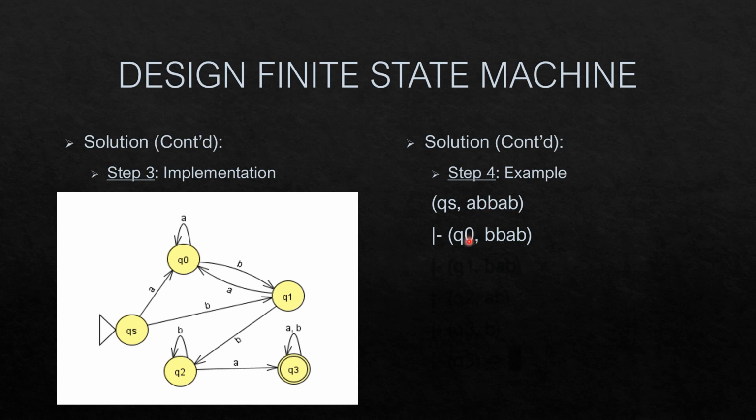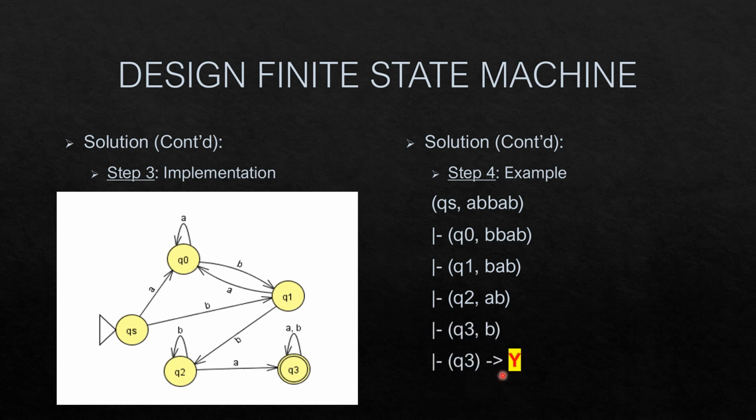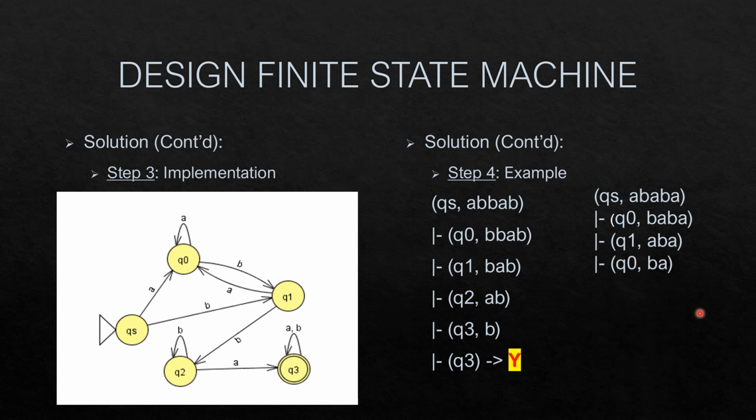ABB. So here from QS we will go to Q0. From Q0 we reach Q1. From Q1 we will reach Q2. From Q2 we will reach Q3 and stay there and give the output yes. Let's take another example, ABA. From QS we will reach Q0. From Q0 to Q1. Q1 to Q0. Q0 to Q1. Q1 to Q0 and giving the output no.